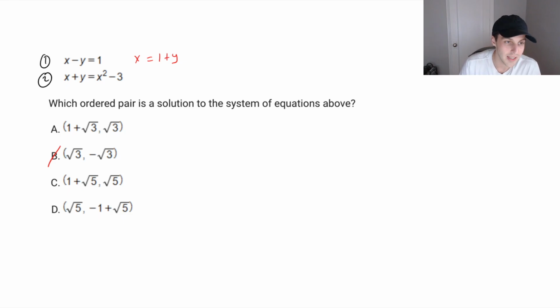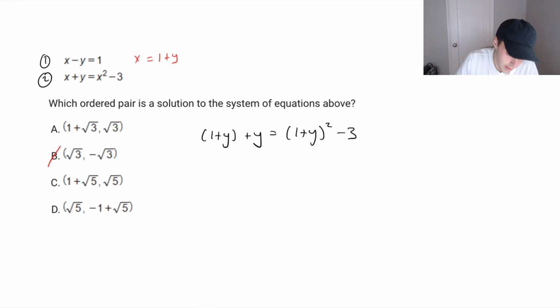If we know x is 1 plus y, let's just substitute it into 2. So we get 1 plus y is equal to, oh, actually, sorry, my bad. Yeah, sorry. This is 1 plus y is equal to 1 plus y squared minus 3. Expand this, and we get 1 plus 2y plus y squared minus 3 on our right hand side.